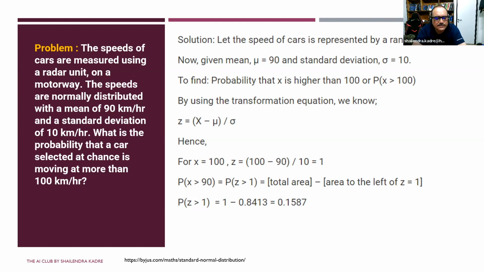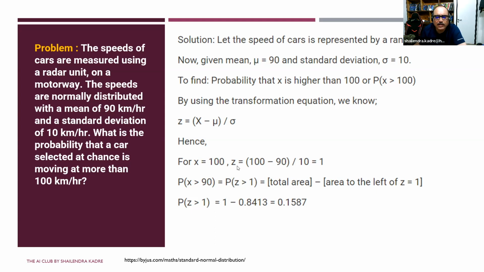Now the question asked is, I have given you mu equal to 90 and sigma equal to 10. Now I am selecting a car at random. So what is the probability of it moving more than 100 kilometers per hour? So see again, you find Z. Convert 100. Why 100? Mu equal to 90 and standard deviation equal to 10. So our X is 100.